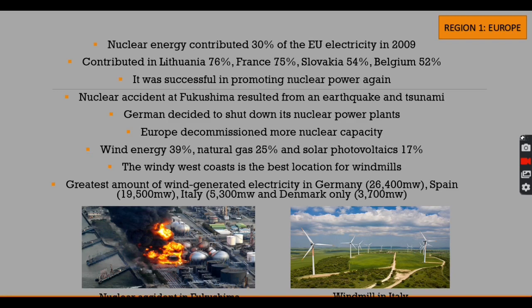Nuclear energy contributed about 30% of electricity in the European Union, which is EU, in 2009, and it contributes the greatest percentage of electricity in Lithuania, which is 76%, followed by France 75%, Slovakia 54%, and Belgium 52%. The use of nuclear power could have grown if the safety issues and the disposal of radioactive waste had been addressed.